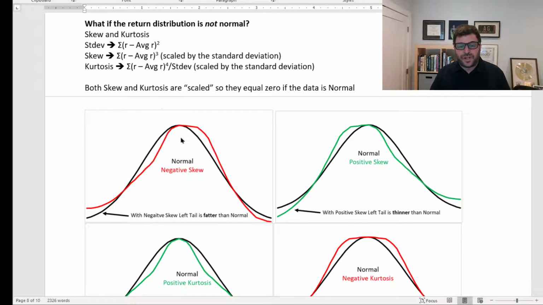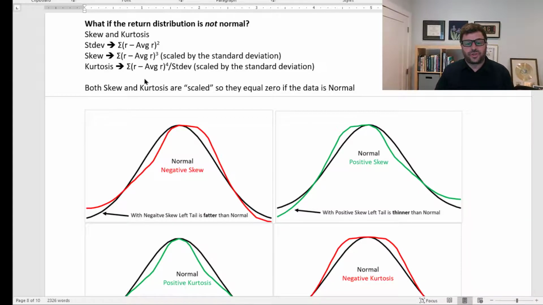And so if I have a lot of stuff relative to normal, that's going to be really far to the left, and I cube it. When I cube these large negative numbers, they stay negative. If I have fewer things to the right that are large positive, when I cube those, they stay positive. When I sum all these up, and remember these are scaled by the standard deviation, I end up with a lot more big negatives than big positives. The sum is a negative skew.